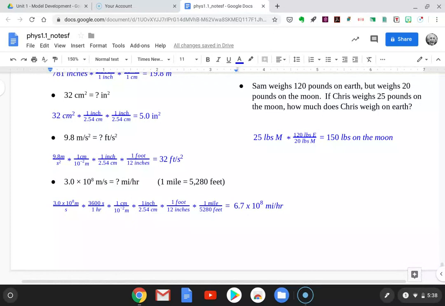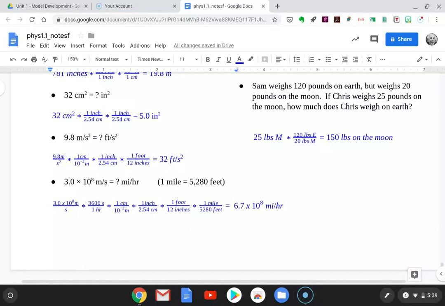So I need to take my centimeters and I can change it to inches. So I know 2.54 centimeters is equal to 1 inch. Again, if I stopped at this point, I would be at inches per hour. Not quite there yet. I know that 12 inches is equal to 1 foot. And so I would be at feet per hour there. And then 5,280 feet is equal to 1 mile. And so that gets me to miles per hour, which is where I want it to be. Again, round for significant figures.